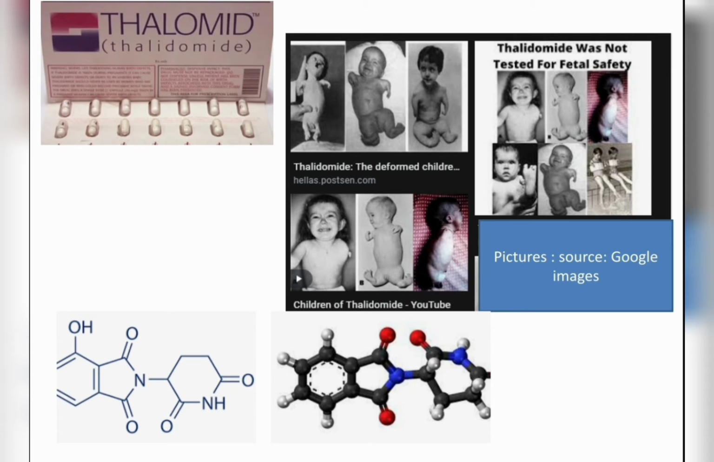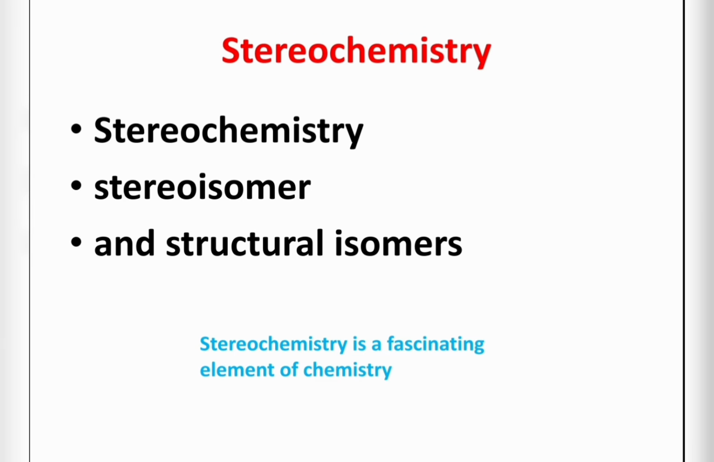This aroused interest in researchers to explore the reason. This particular tragedy has brought stereochemistry to the limelight. From then on, stereochemistry has become very vital in research, and more importance is given to the separation of racemic mixtures. When I say racemic mixture, it is also called a racemate. It is a mixture of equal quantities of two enantiomers. Stereochemistry is very fascinating and very vital in research.